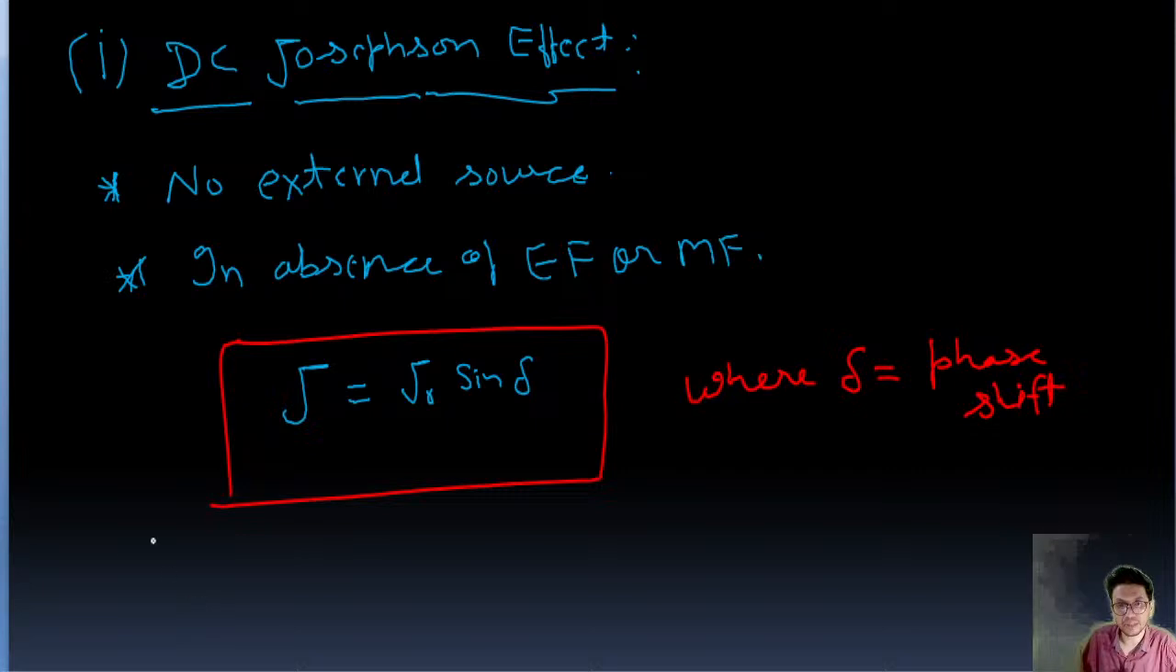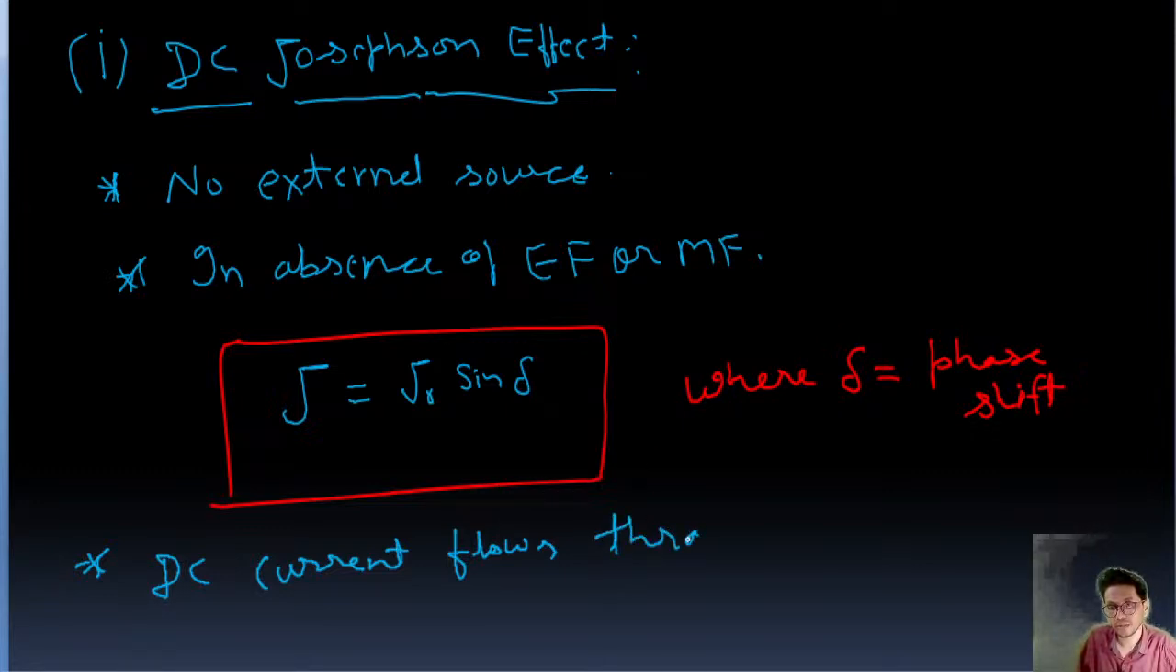And without that, what will happen is DC current will flow through the junction.